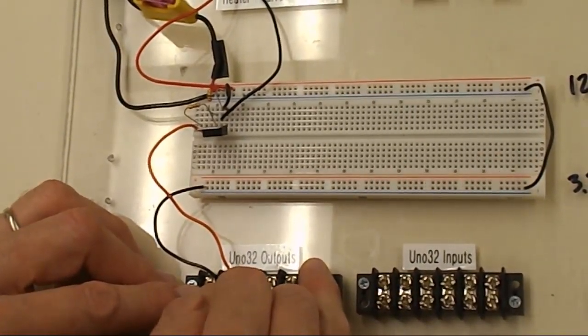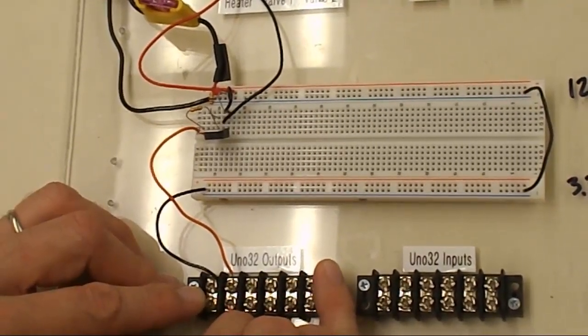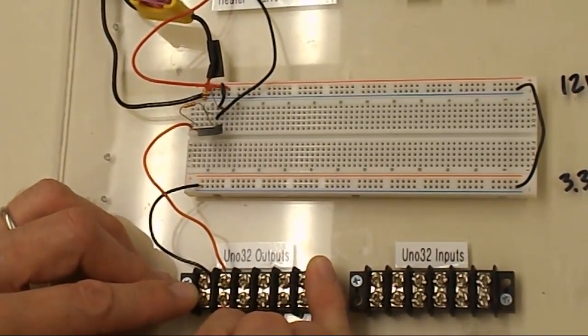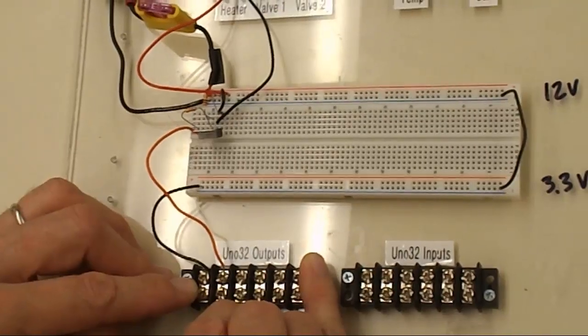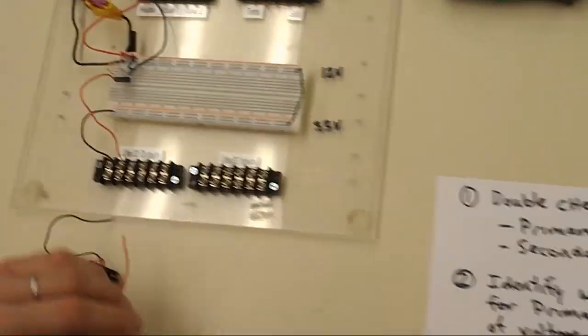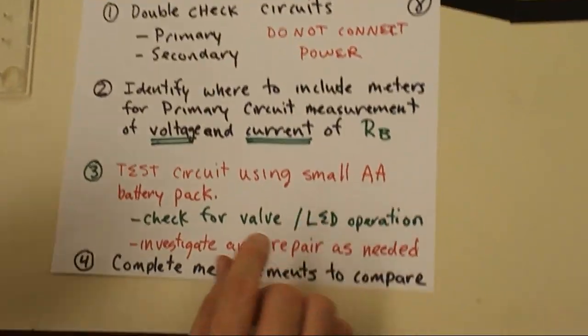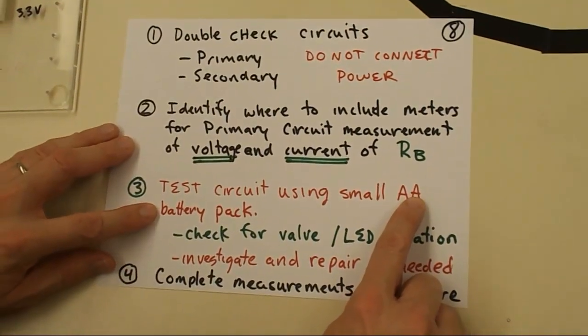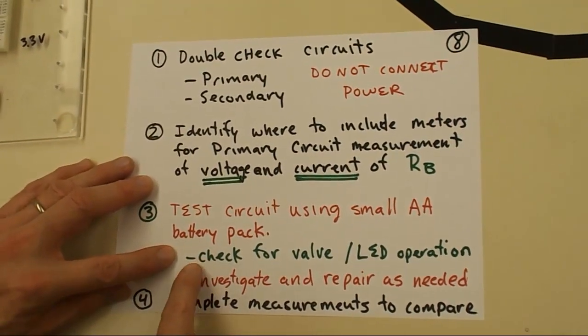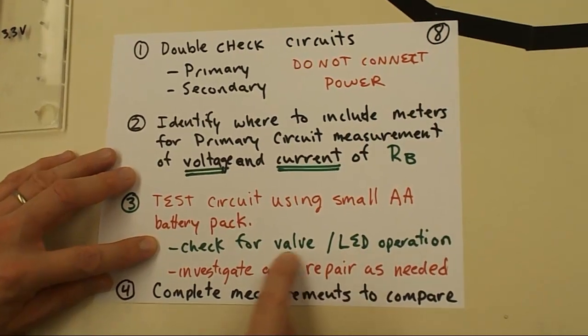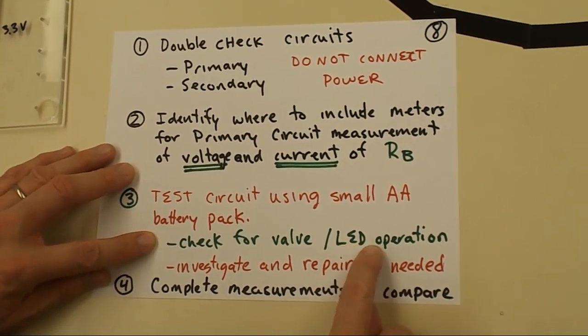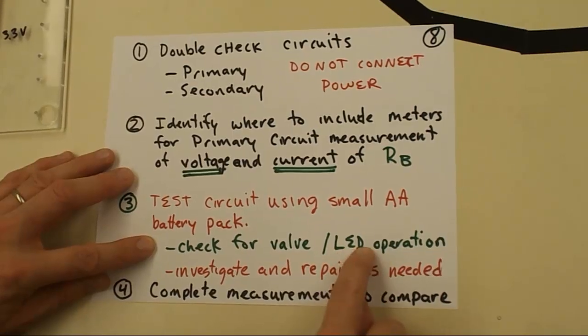Our LED is not lighting up quite right, so we'll have to check into that, but the valve is certainly operating. Okay, so let's step back from here and review this. So again, we tested the circuit using the small AAs. We checked for the LED operation and the valve. The LEDs seem to operate, but we may have to check something there.